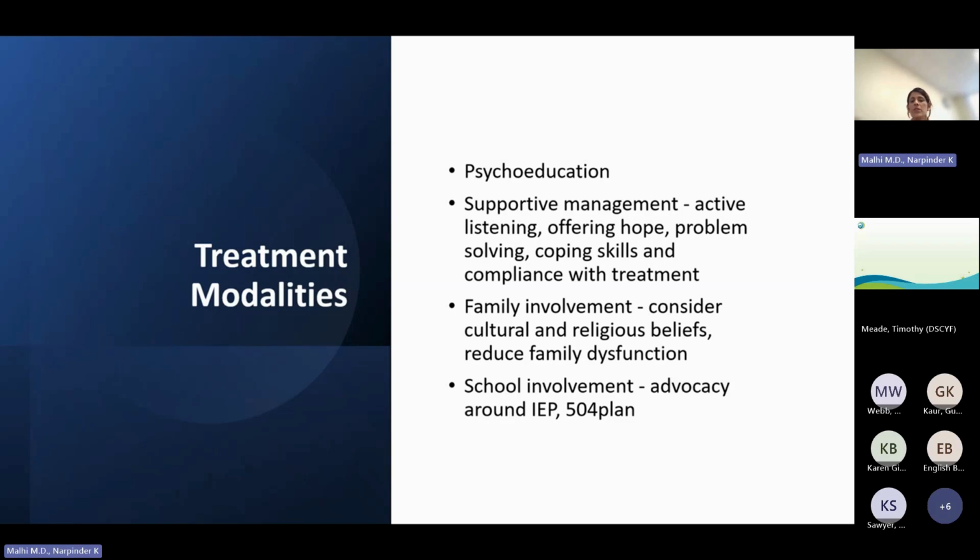We also need to consider that some of these families can be very rigid about starting treatment plans, especially medication. So I try to give my recommendations, but there are times when you have to amend the treatment plan based on what the family is ready for at that time, and continue to keep working with them and with the school to provide the best possible care to the child.